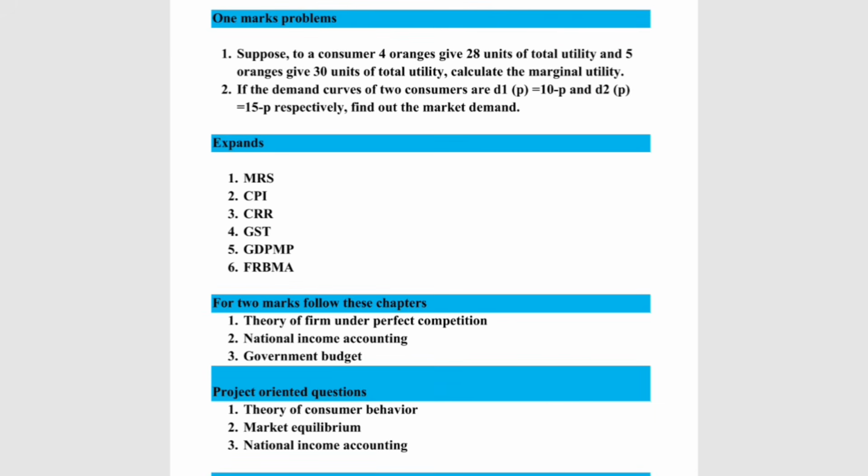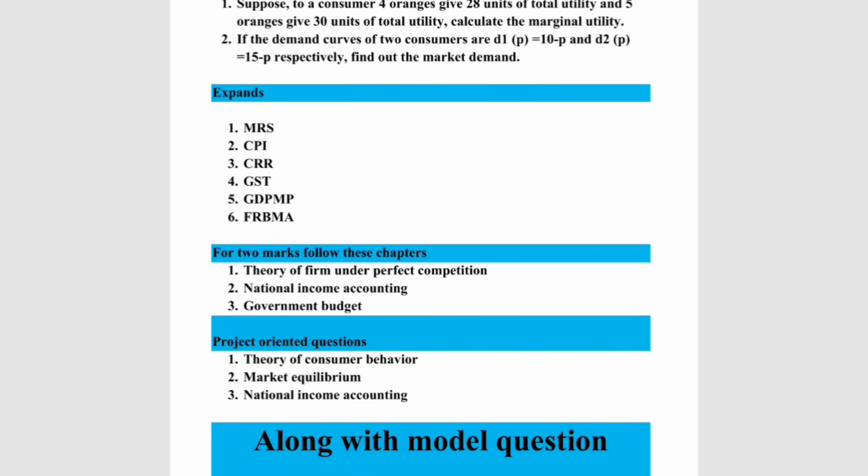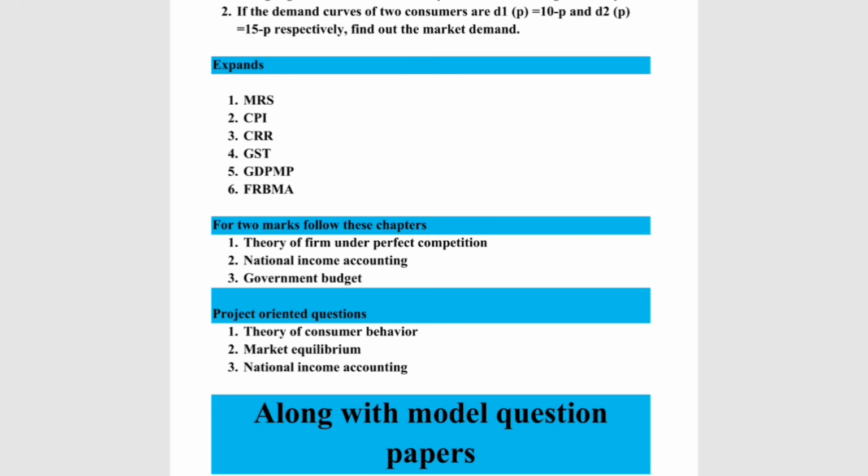Next, expansion type questions. These 6 expansions are there, and definitely 1 question is going to be asked. First one is MRS, second CPI, third CRR, next GST, after that GDP-MP, after that FRBMA. So definitely 1 question is going to be asked from the expansion point of view. Next, for the 2 marks, you need to study at least these 3 chapters. If you cover these 3 chapters, it will be enough for the examination. First chapter, theory of the firm under perfect competition. Next, national income accounting, and government budget. If you concentrate on these 3 chapters for the 2 marks, you will definitely score all the questions in the 2 marks.